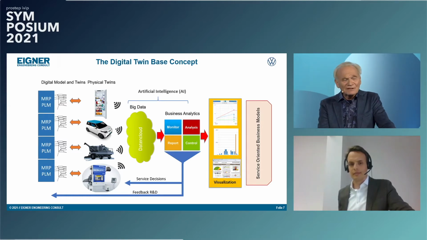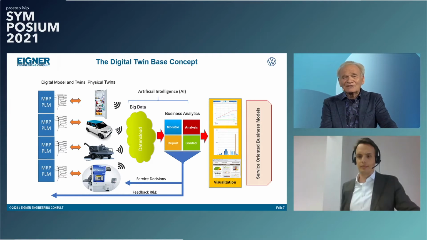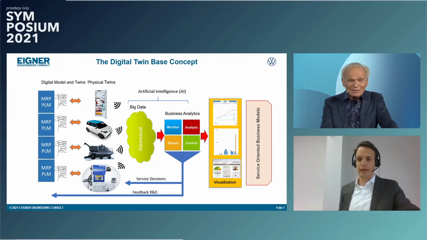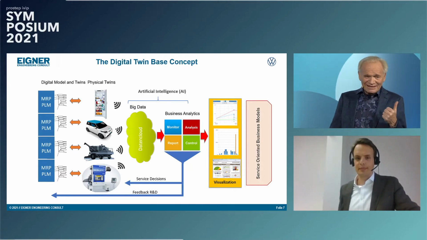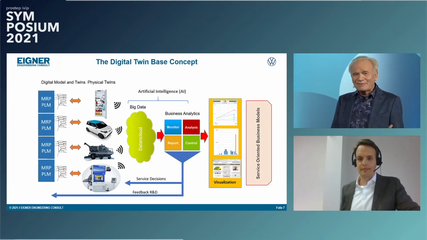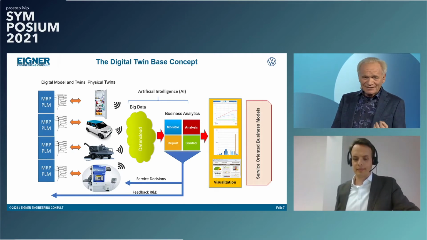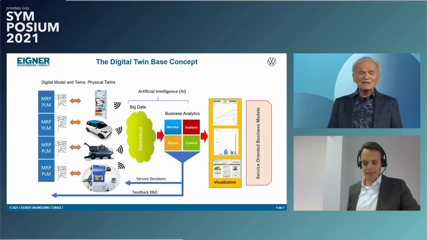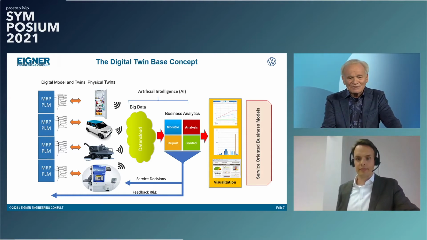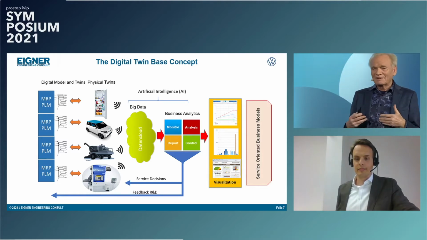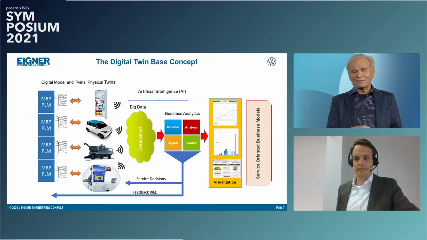The physical twin is equipped with a lot of intelligent sensors, and intelligent means the sensor is connected to the internet, and the sensor is able to filter the data stream in advance. That does mean only data are sent to the data cloud or the business analytics that deviate from an average value or a bandwidth.